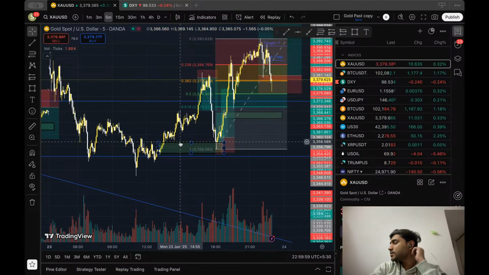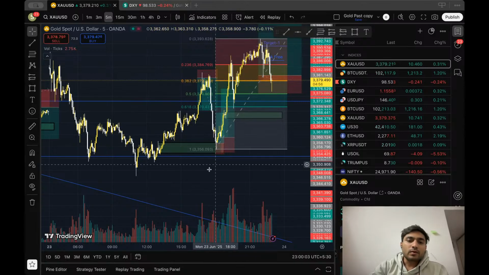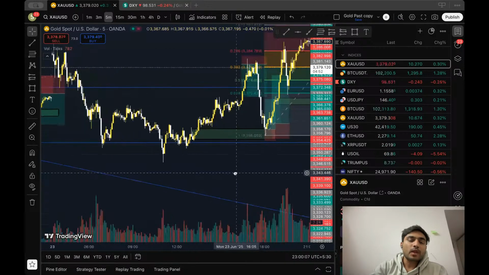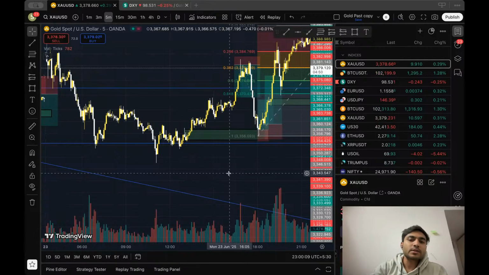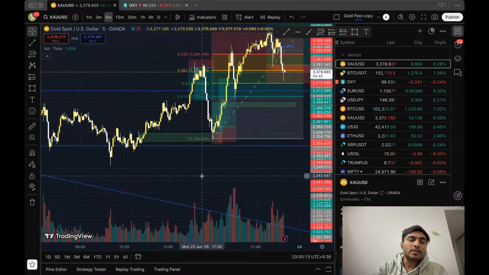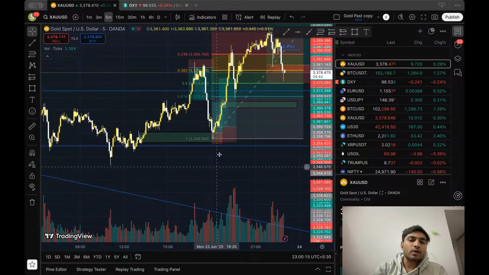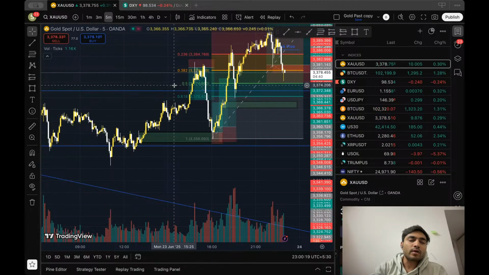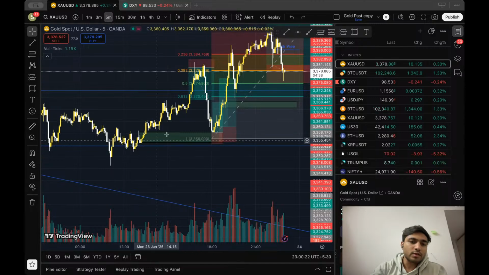Why did I take this trade? I will tell you. It's actually a combination of fair value gaps, and DXY at that time was increasing. It was like 0.6, but gold was also increasing.